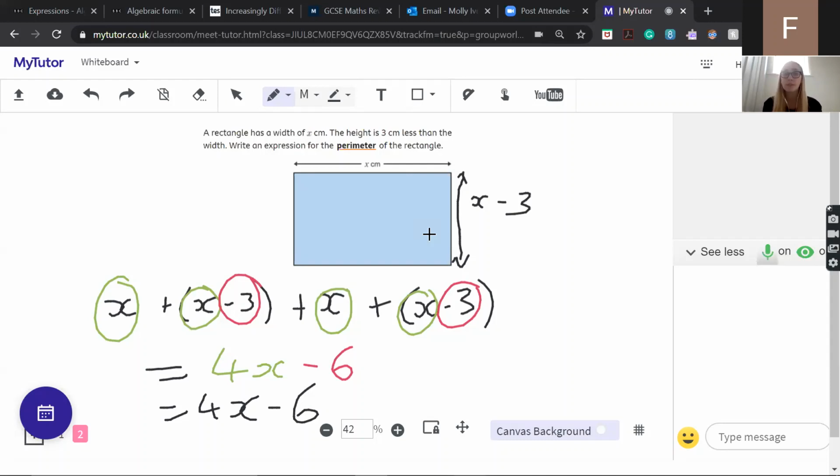And if someone comes along and says, oh, I've got a rectangle that behaves the same, but the width of this one is actually 11. Well, then we can do exactly the same thing because we have a general expression for the perimeter of a rectangle like this. So we can go, oh, okay, 4 times 11, 44, minus 6 is 38. So the perimeter of your rectangle is 38 centimeters. So that's why expressions are useful, and that's why we use them.